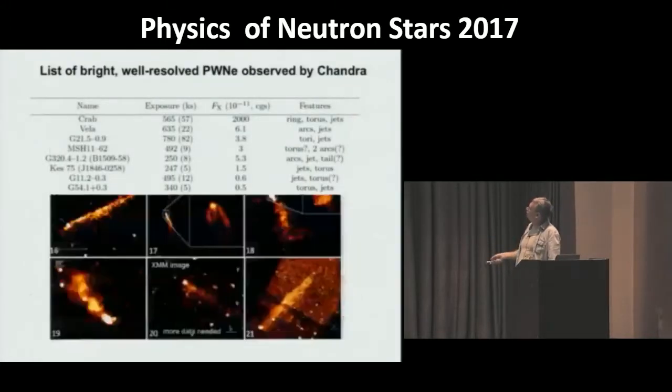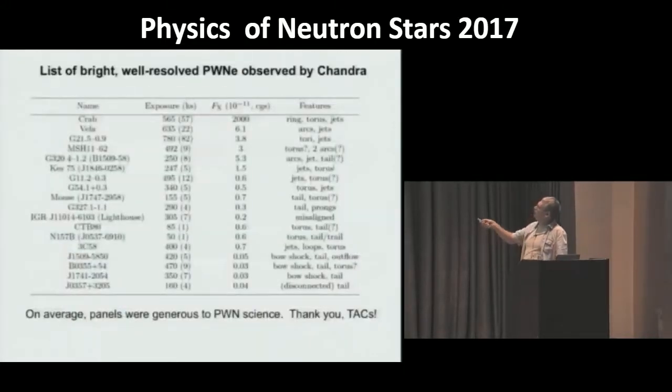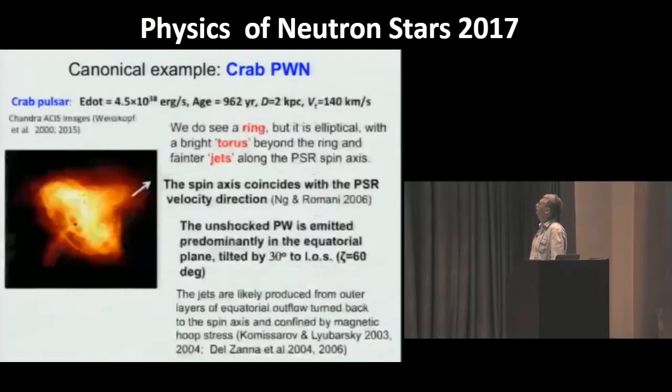So these were the pictures, and here are the same well-studied pulsar wind nebulae collected in a table. There are about 18 objects, I believe, here, right? And the details, the exposures, and the total fluxes are here. So, of course, the first one is the Crab, right? A lot has been said already about the Crab, so I'll go very quickly.